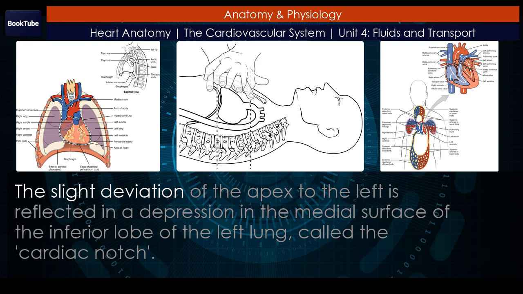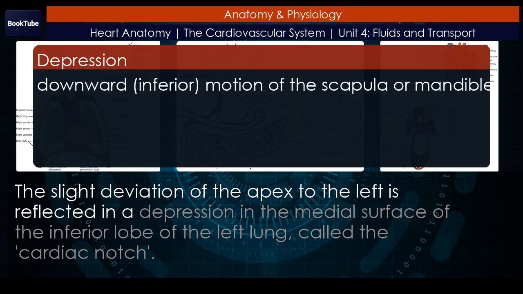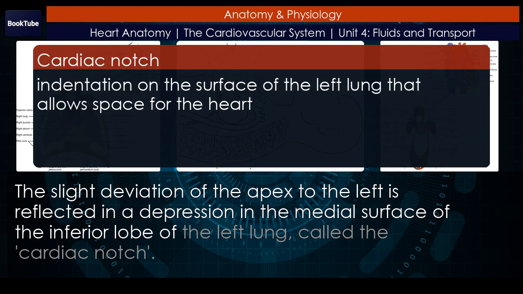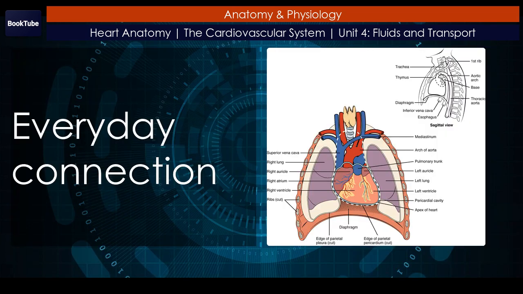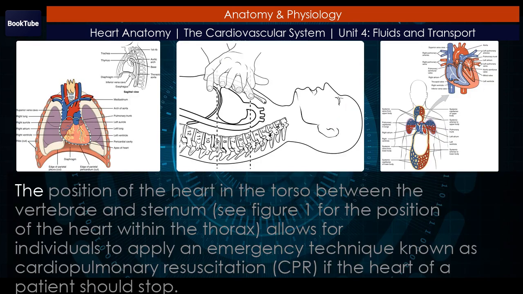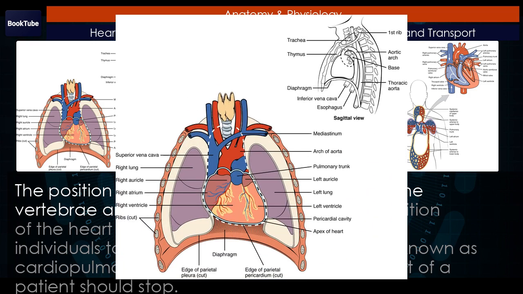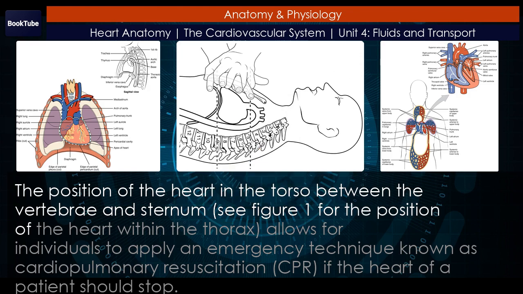The slight deviation of the apex to the left is reflected in a depression in the medial surface of the inferior lobe of the left lung, called the cardiac notch. Everyday connection: CPR. The position of the heart in the torso between the vertebrae and sternum. See Figure 1 for the position of the heart within the thorax.